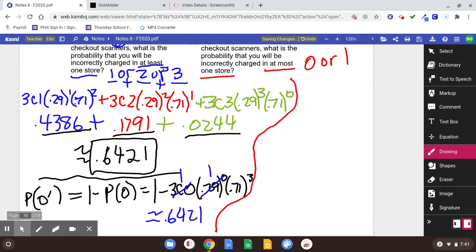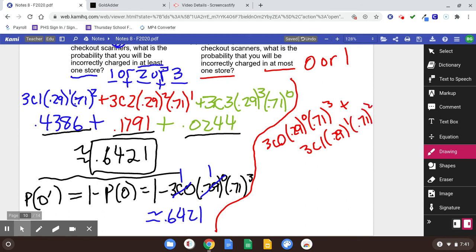we would have 3C0 times 0.29 to the 0 times 0.71 to the 3rd plus 3C1 times 0.29 to the 1st times 0.71 to the 2nd. Okay, so we add that up. Okay, type each of those things in. You're going to have 0.3579 plus 0.4386, and that's about 0.7965.